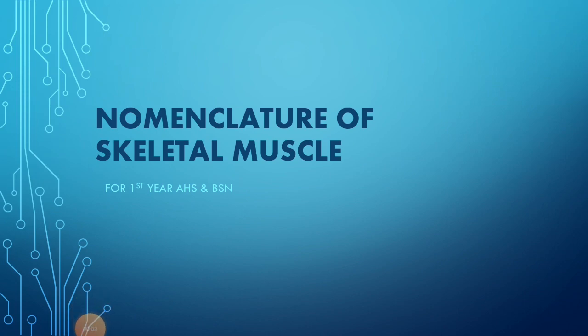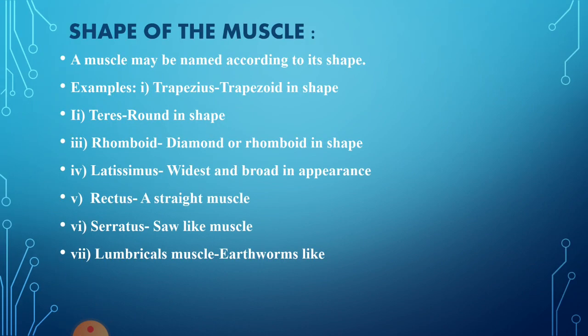Our today's lecture is about the nomenclature of skeletal muscle, and we will go through all the criteria that we use to name our skeletal muscles. The first criteria is according to the shape of the muscle. A muscle may be named according to its shape, and the examples include trapezius.